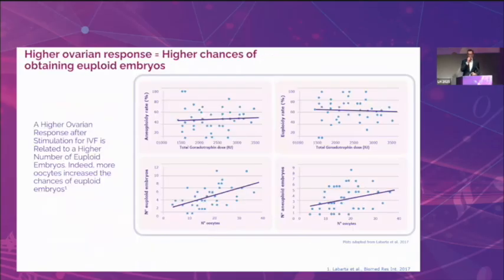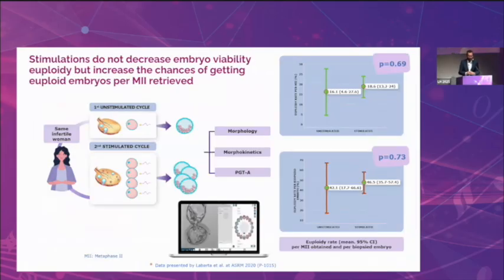First of all, going to some studies published in the past by my colleague Elena Labarta, showing that there was no relationship between the amount of gonadotrophins and the aneuploidy rate, the total dose, or even the number of oocytes. The more oocytes you obtain, the higher the chance is not to have an abnormal or aneuploid embryo.